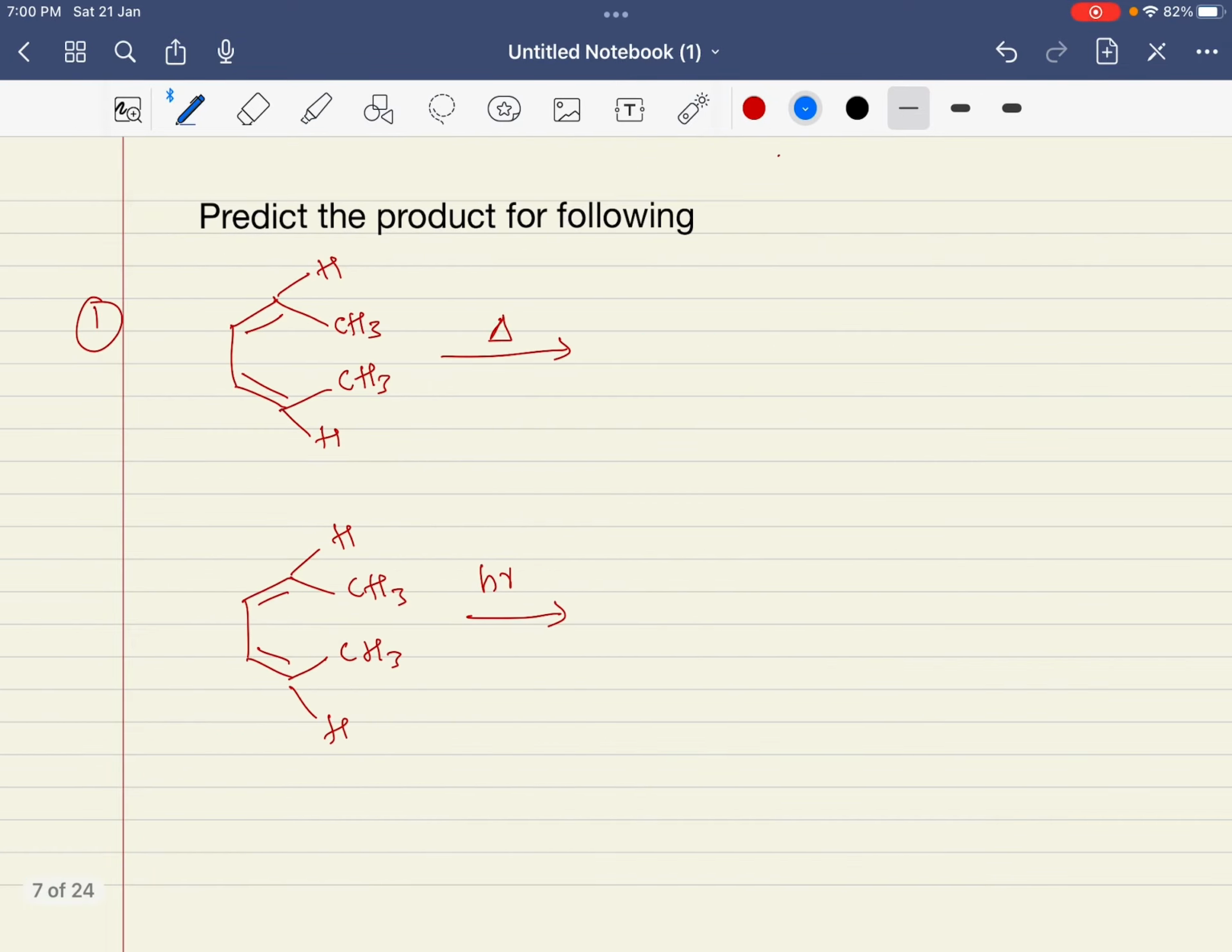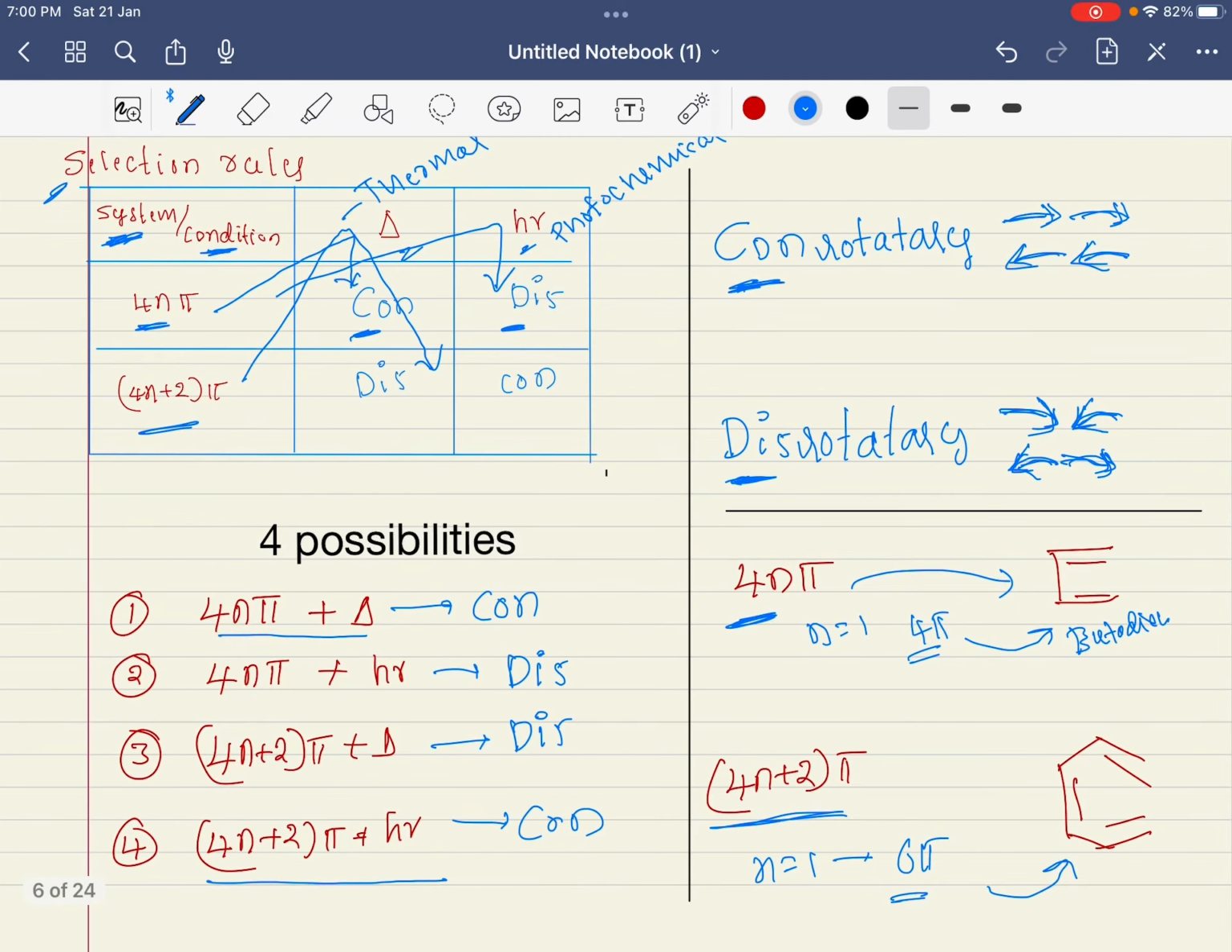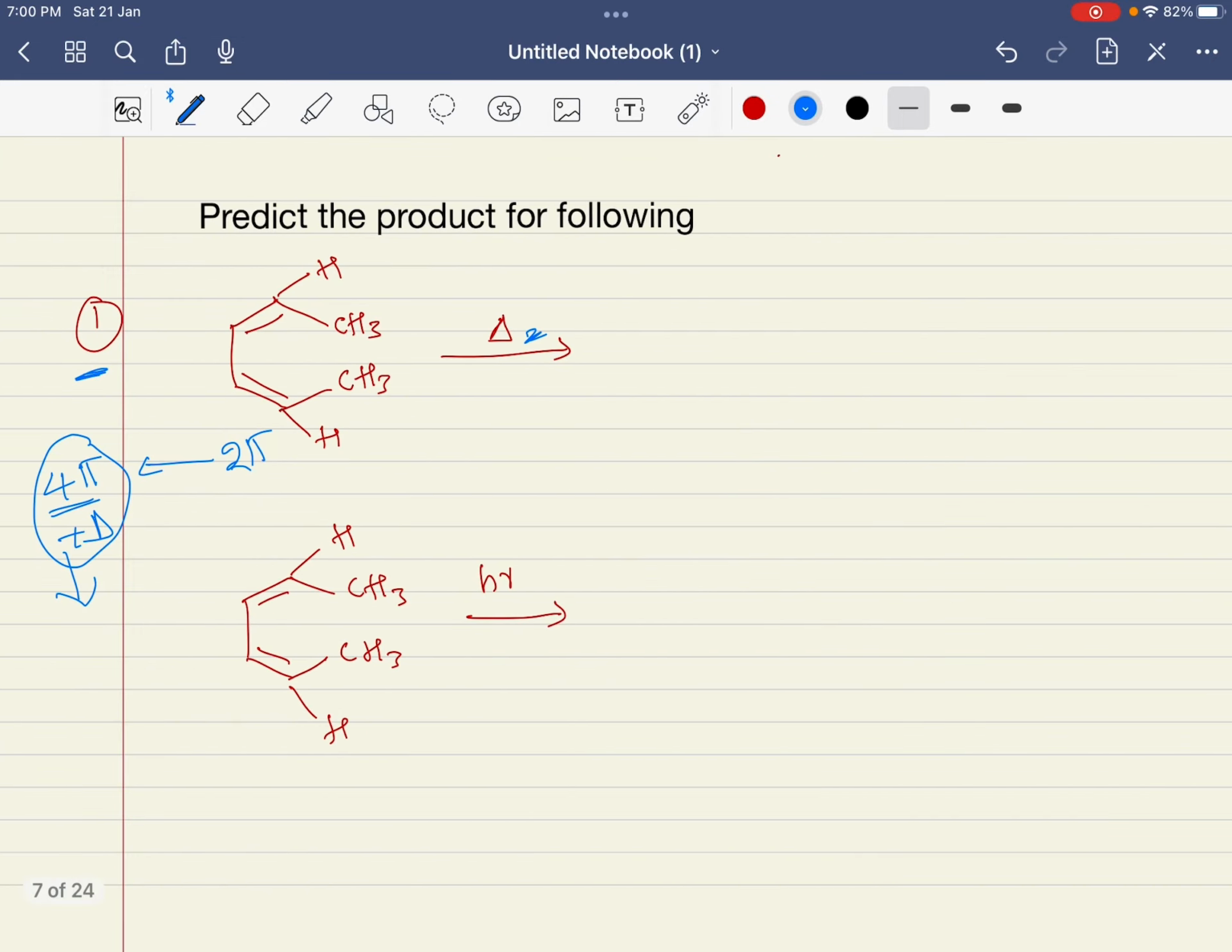We'll see some examples. The first example is this one. You know that it has 2 pi bonds and the number of pi electrons here is 4 pi electrons, and the condition is thermal. 4n pi system and thermal condition means which rotation we have to do? Just now we saw the selection rule. We'll see it again. 4n pi system and thermal condition means we have to do conrotation. Conrotation means moving in one direction. We have to move the groups in this direction.